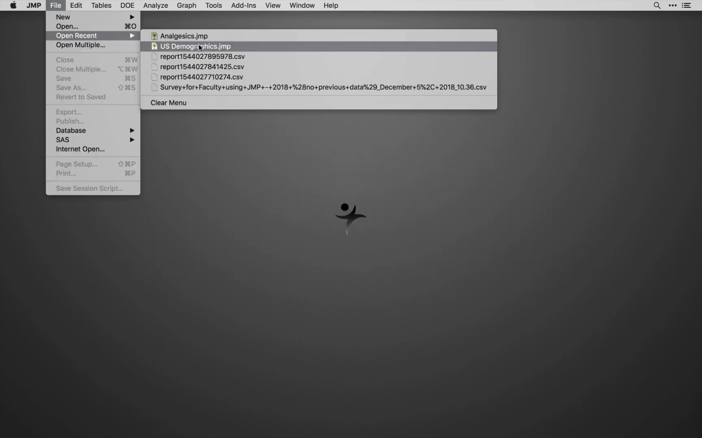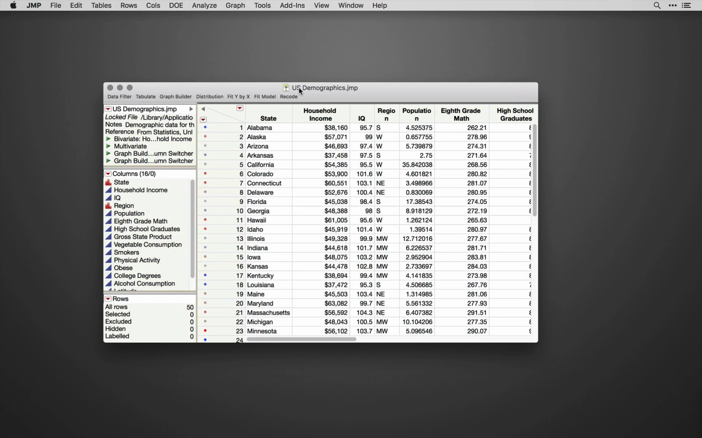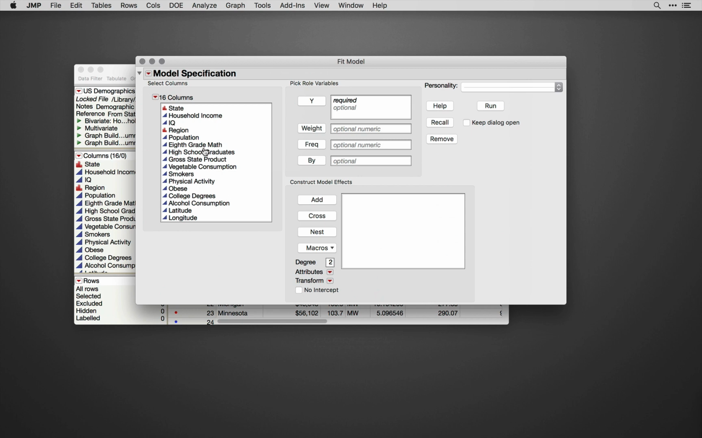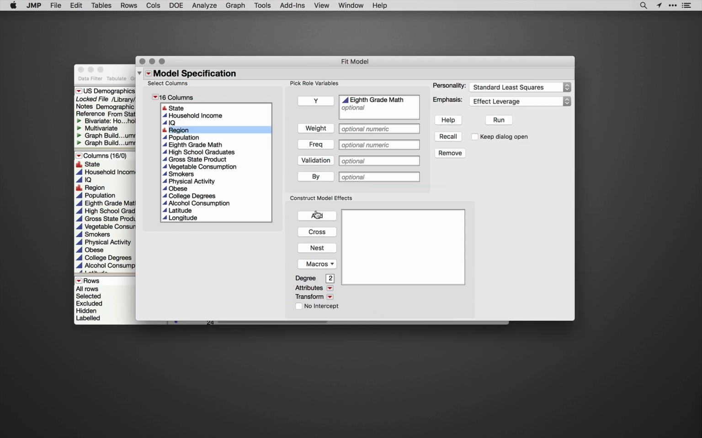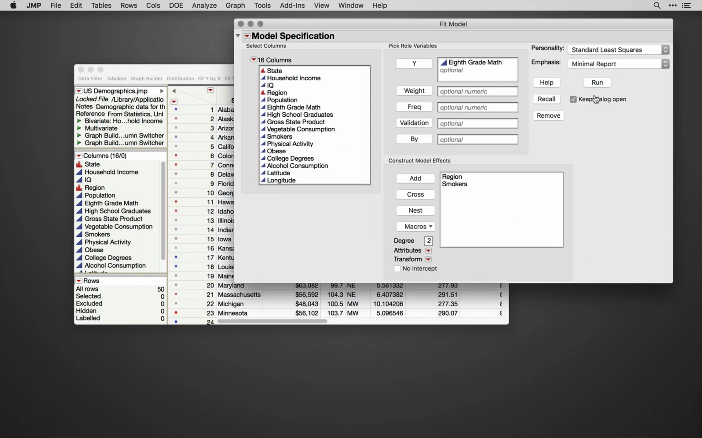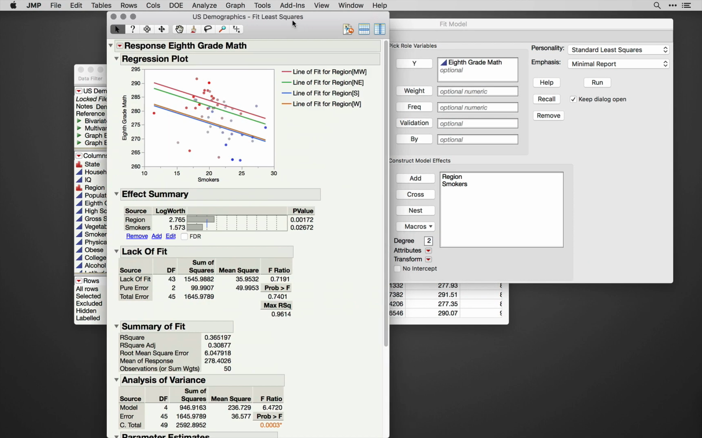Okay, let's do one final example of something you can do. To do this, I'm going to go back to that US demographics data set and set up something similar to the model I did before, but not exactly. Let's still predict 8th grade math, and I'll still use region. But let's create a model where we're also taking into account the smokers in the state. I'm just picking this naively. Let's turn on minimal report, keep the dialog open here, and see what we get. I haven't tried this one before.